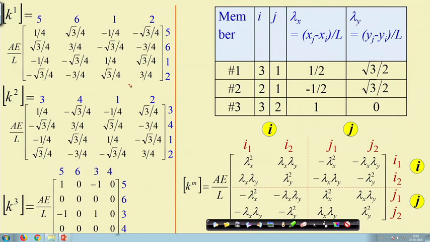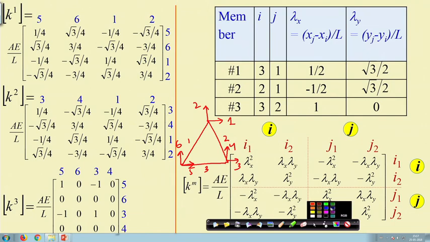Now, you recall that member 1 was, if I draw this once again here, this was member 1, this was member 2 and this was member 3, and this was degrees of freedom 1 and 2, then 3, 4, and this is 5 and 6. So member number 1 connects degrees of freedom 1, 2 and 5, 6. Similarly, member number 2 has degrees of freedom 1, 2 and 3, 4.